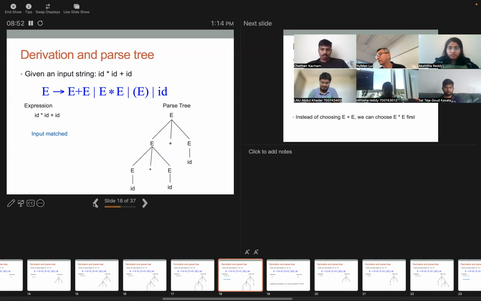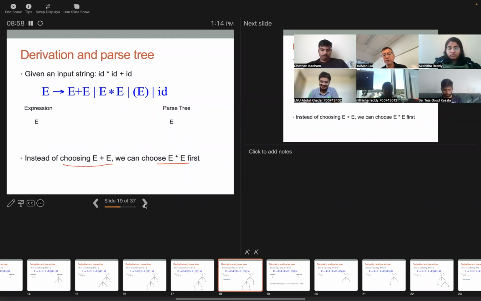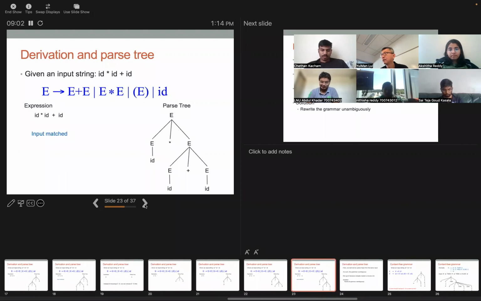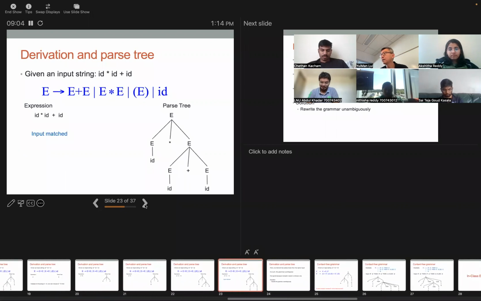Are they the same or different? All right, look at this one before. It's E times E. Are they the same or different? I'm asking for the tree. A different tree, right? A different parse tree. So is it a good thing or is it a bad thing?